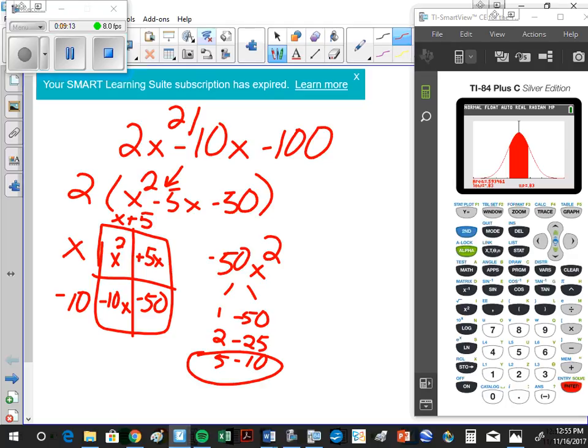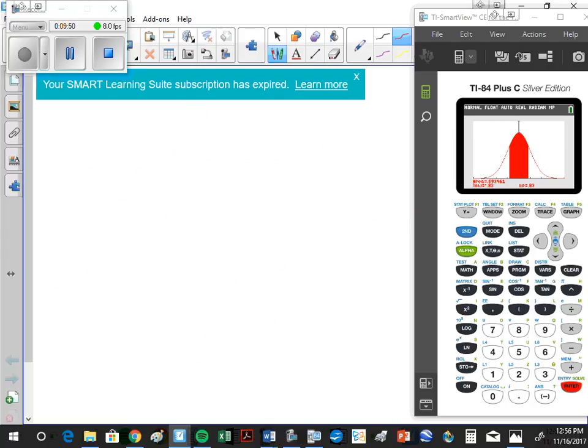What is my answer? Don't forget the 2. It's 2 times x minus 10 times x plus 5. It's not a 0 root. There's no x there. It's just the number 2. Does that help? Okay. Yeah. So that's a review of what we've done in the past.